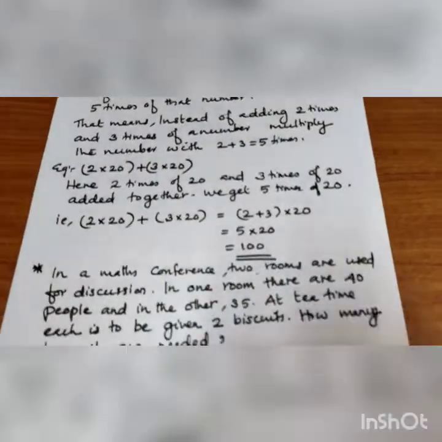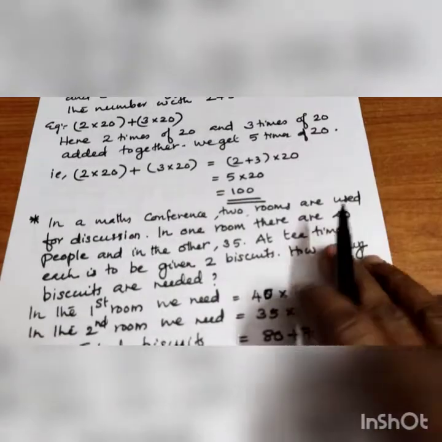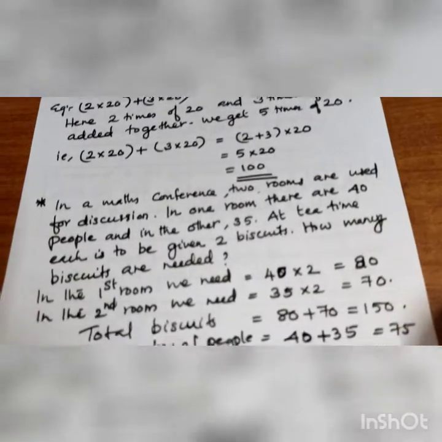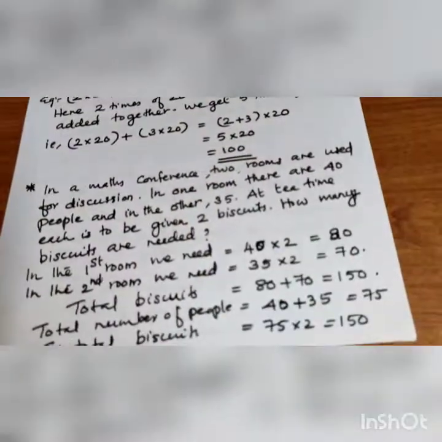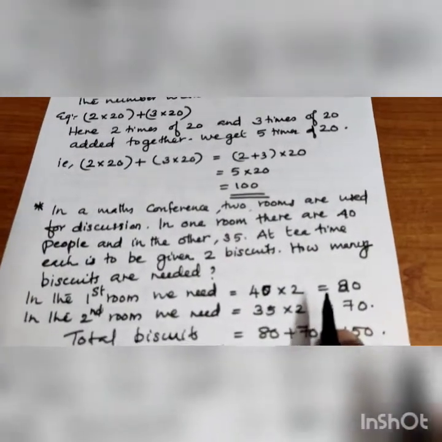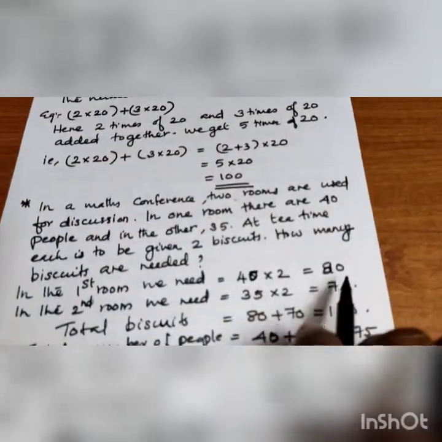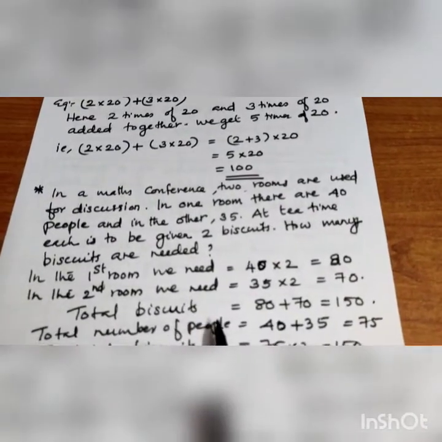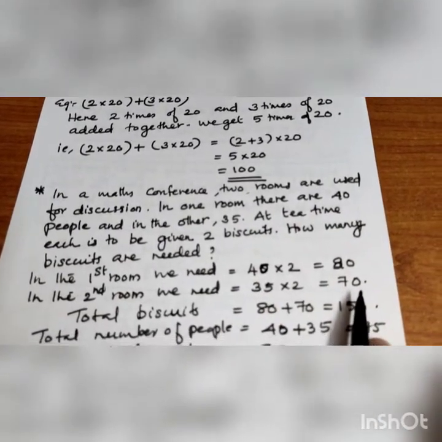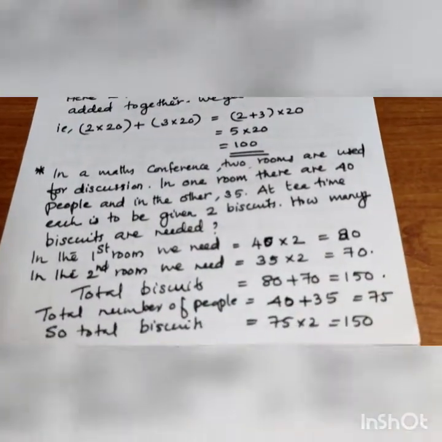Then the next question. In a conference, 2 rooms are used for discussion. In one room, there are 40 people and in the other 35. At tea time, each is to be given 2 biscuits. How many biscuits are needed? In the first room, there are 40 people. Each one has 2 biscuits, then 40 people have 80 biscuits. In the second room, there are 35 people, each one gets 2 biscuits, therefore total biscuits is 35 into 2, 70. Then the grand total is 80 plus 70, 150.